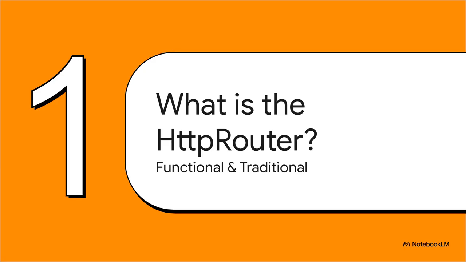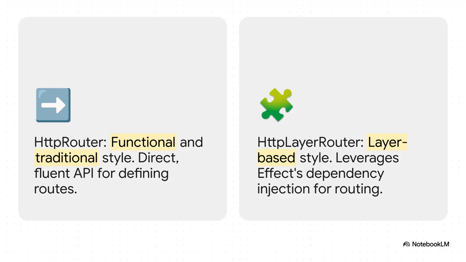First up, what is the HTTP router? We'll look at how it blends a functional style with a more traditional approach to handling web traffic. So first thing you should know is that Effect actually gives you two choices for routing. On one hand, you've got the HTTP layer router, which, as the name suggests, is all in on Effect's dependency injection system, layers. But we're going to focus on the other one today, the HTTP router.